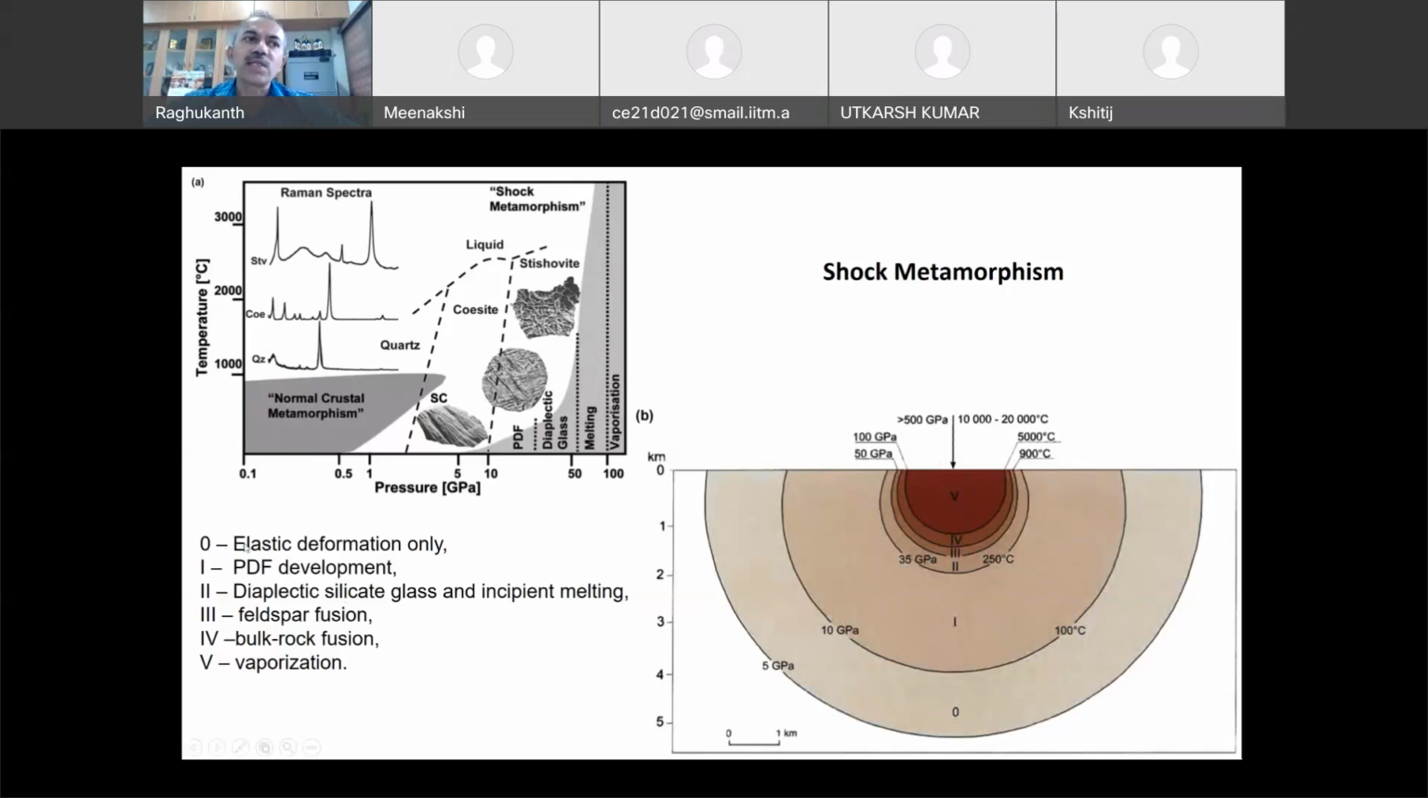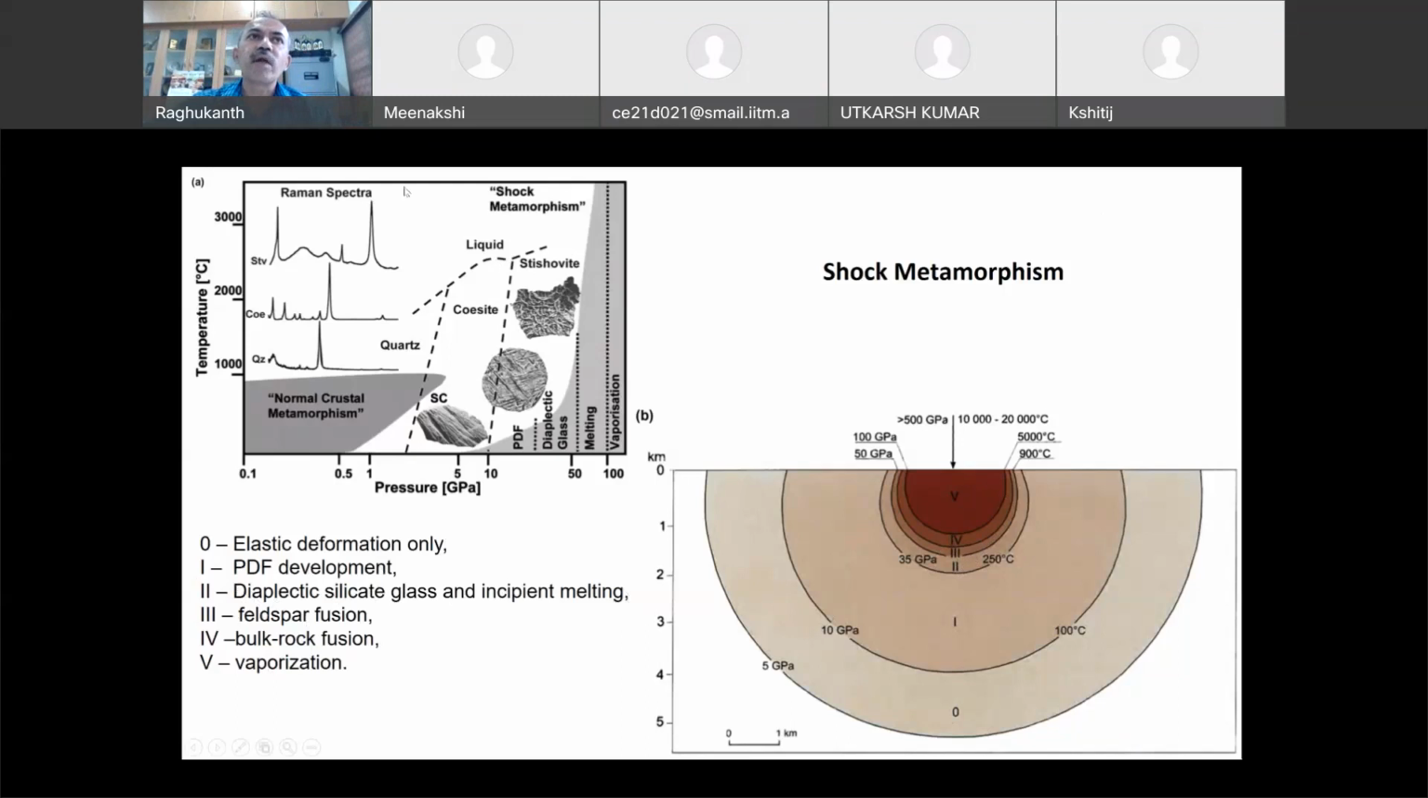So these are the stages: elastic deformation far away from the impact, then planar deformation features. Then in the second region, you will see diaplectic silicate glass, melting, because the temperature is also very high. In region 3, you will see feldspar fusion. Then in region 4, bulk rock fusion. Then in region 5, because the temperatures are extremely high, the impactor may even melt and vaporize. It just evaporates also. This is also possible.